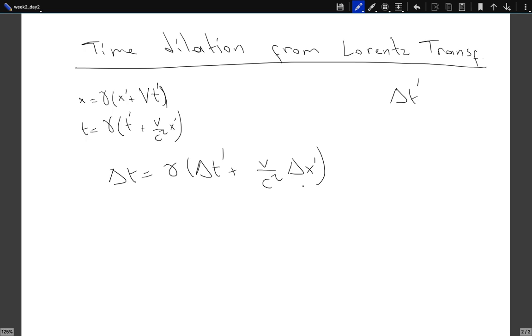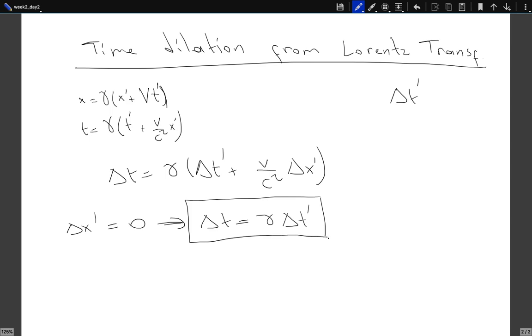Well, if the clock is at rest, delta x prime is 0. This is 0 in the reference frame in which the clock is at rest. So delta x prime is 0, which means delta t is gamma delta t prime. This is the time dilation expression we have.